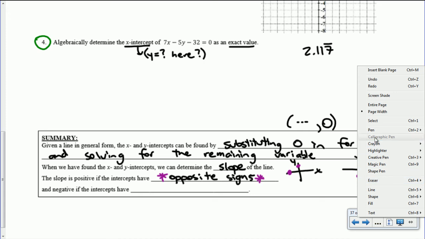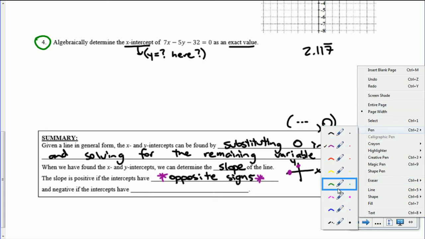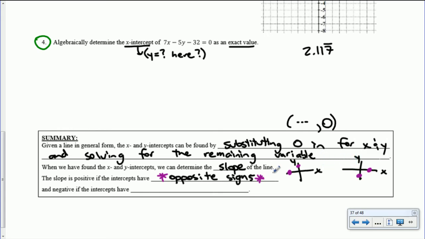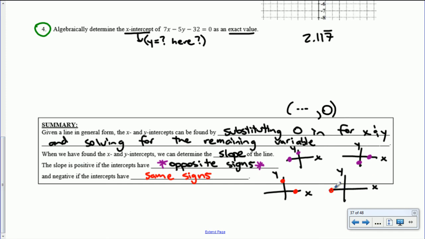Okay, and the slope is negative if the intercepts have the same signs. So for example, let's draw another figure here. There's x, there's y, x, y. Same signs, so positive x-intercept, positive y-intercept. If I connected those two, we have a negative slope. And if I've got a negative x-intercept, I have a negative y-intercept. That's a negative slope as well.